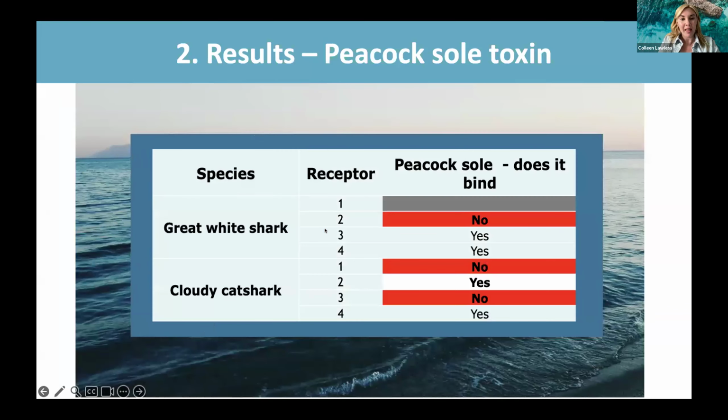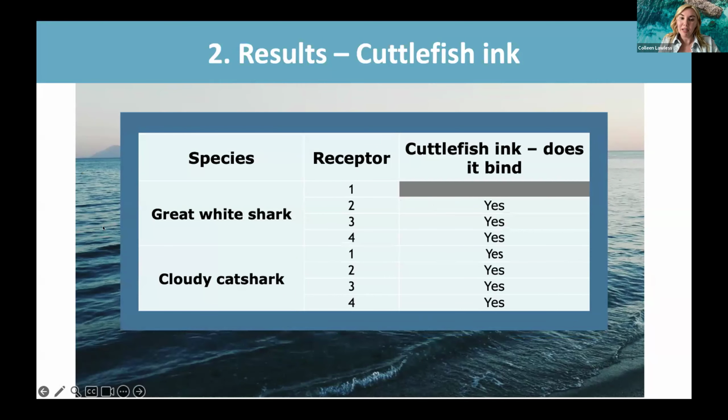So I downloaded the odor for that. And we can see that the chemical cue associated with this peacock sole toxin had selectivity on the receptors. So it did bind to shark receptors, but not all of them. Then I compared it with the cuttlefish ink components, and I found that the cuttlefish ink binds to all of the shark receptors.